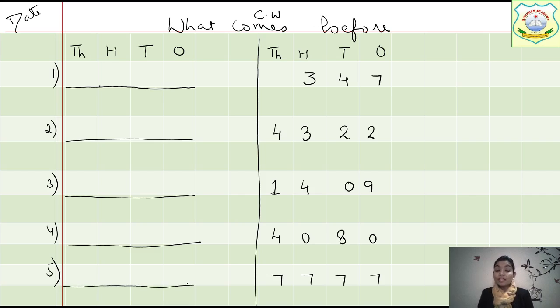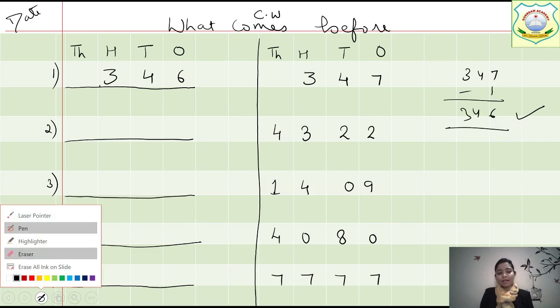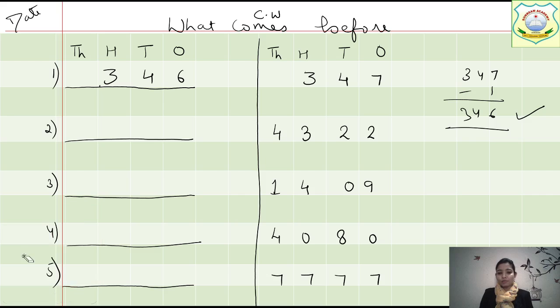Now, what comes before 347? 347 के पहले क्या आता है? Yes, you all know what we have to do. We have to -1 from the ones place. So, 347 में से अगर हम यहाँ पे -1 करते हैं, you will get 346. What have we done? 347 minus 1. 7 में से 1 गया, 6, 4, 3. Got it? So if you are getting confused, before के लिए आप -1 कर सकते हो and after के लिए +1. Okay. So let's do the next one.